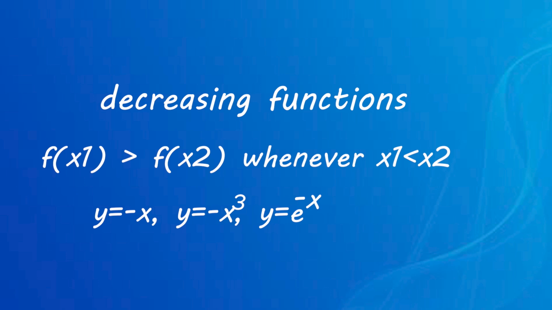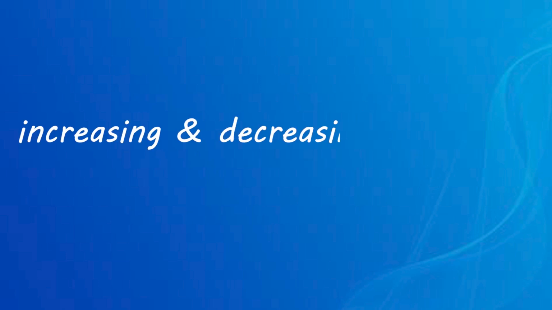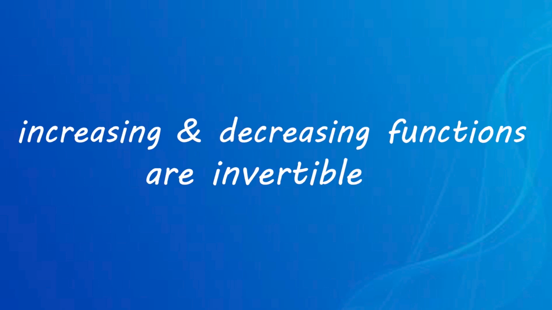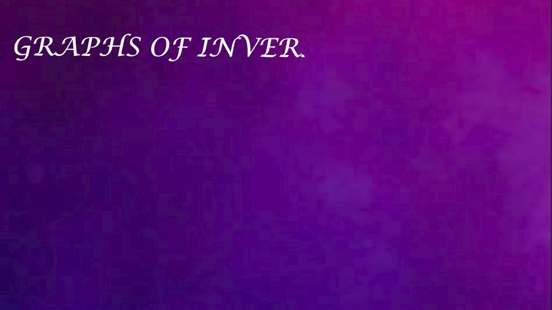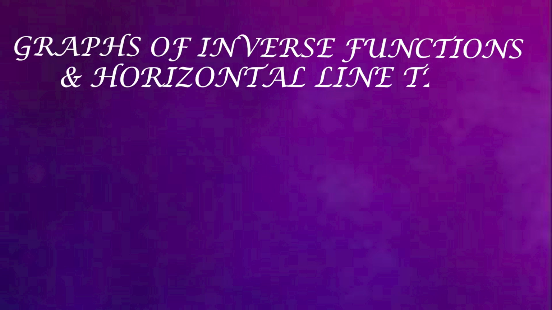For example, y is equal to negative x, y is equal to negative x cubed, and y is equal to e to the power of negative x. These are all decreasing functions. Generally, increasing and decreasing functions have inverses, or are invertible. This is all about the existence of inverse functions. In the next lecture, let us discuss graphs of inverse functions and the horizontal line test.